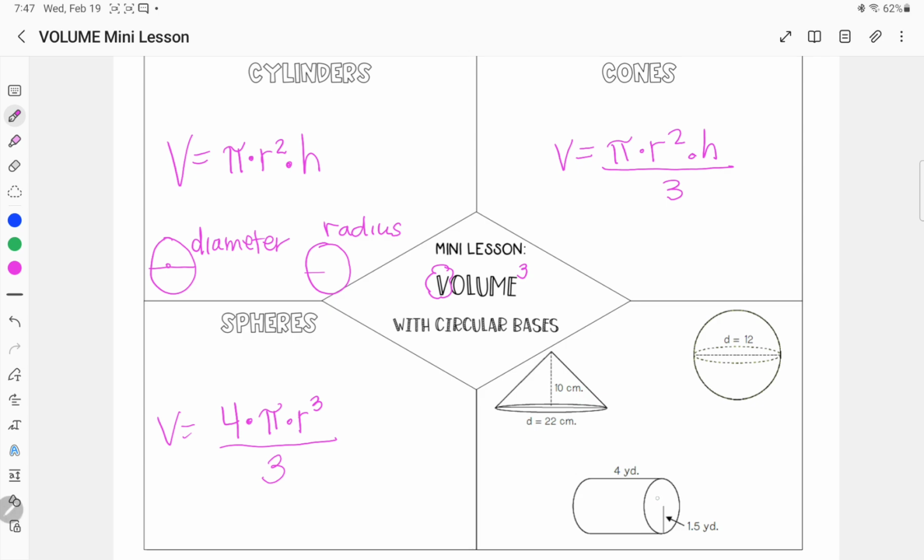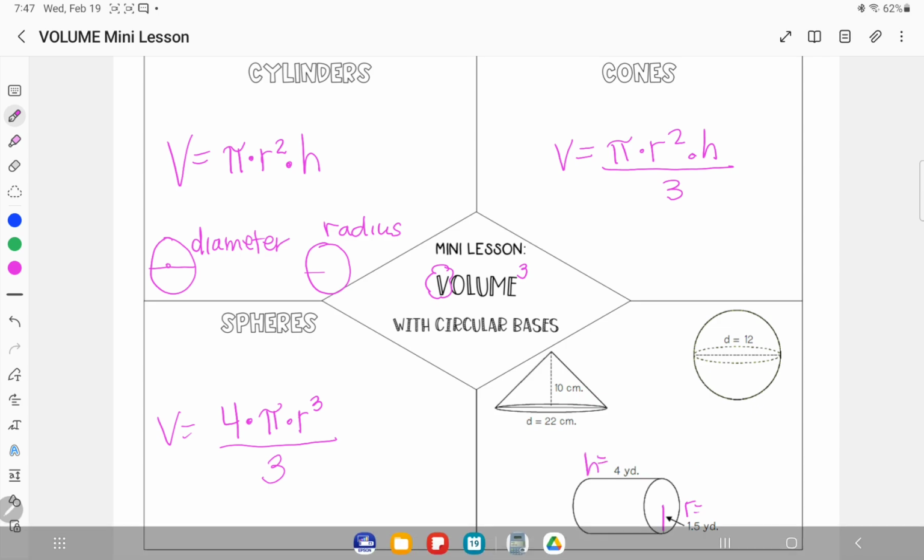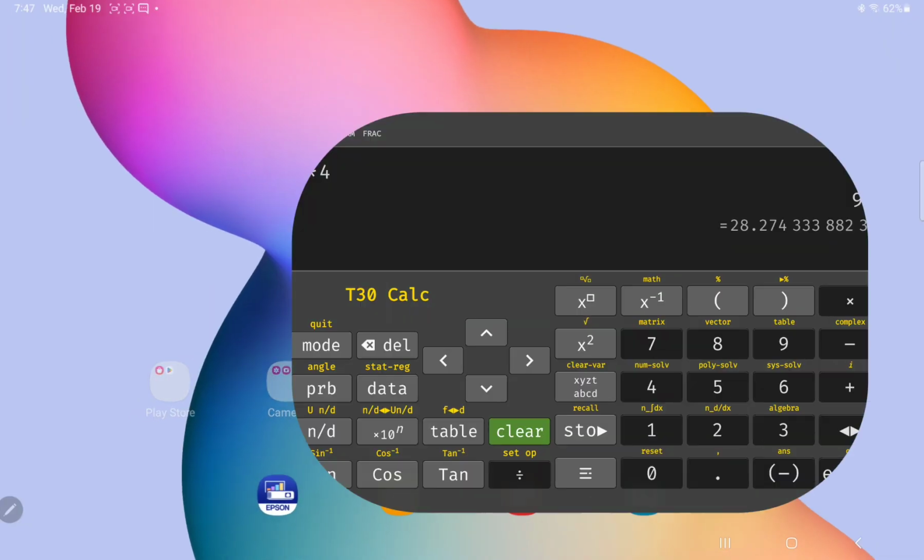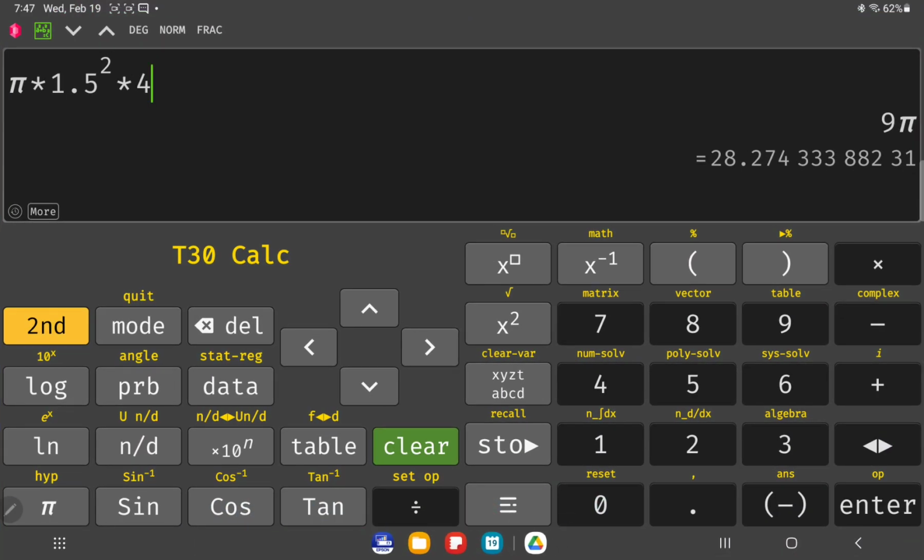So I'm going to start with this cylinder. I'm first going to label my radius and my height. I find my circle. That means this is my radius. It only goes halfway across. This 4 is my height. So now I'm going to plug into my calculator. And I already did it, but let me clear this.